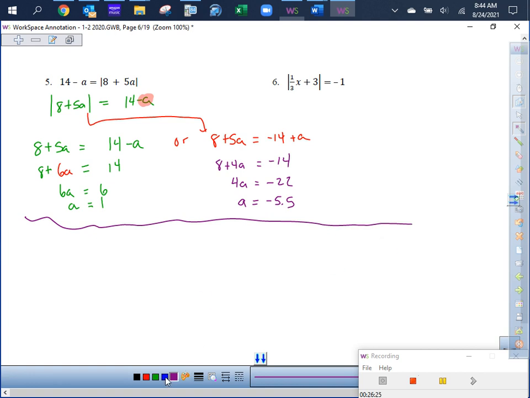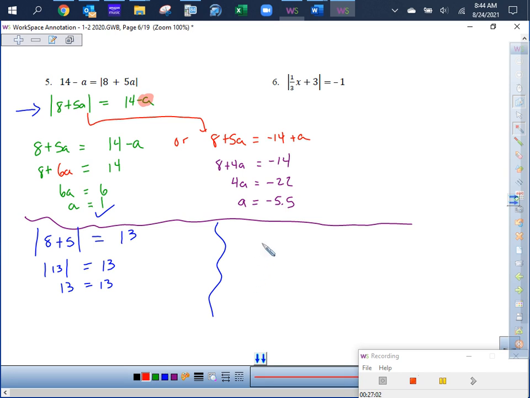Where should we sub back in? The original problem, which is still him, right? We didn't modify him at all. We just switched him around. So we'll sub back into the OG, and if a is 1, you get 8 plus 5 in bars equals 14 minus 1, which is 13. So I kind of cleaned a couple things up there. The absolute value of 13 is equal to 13, and that's a check. 13 equals 13.